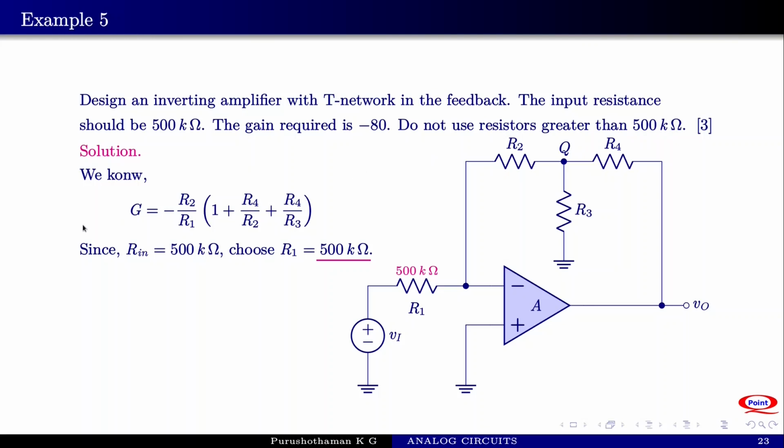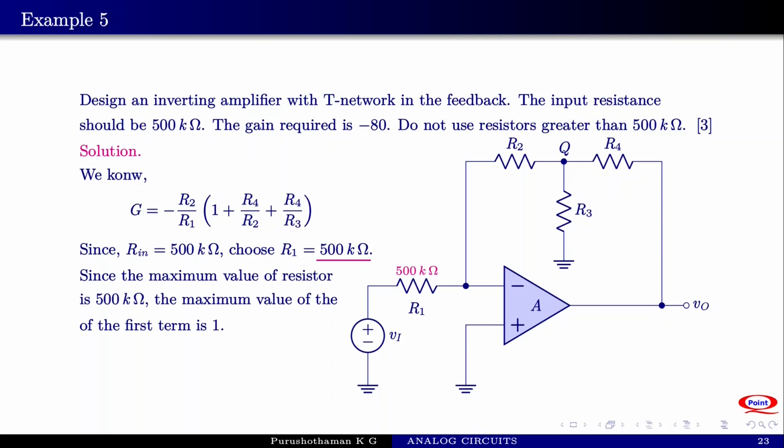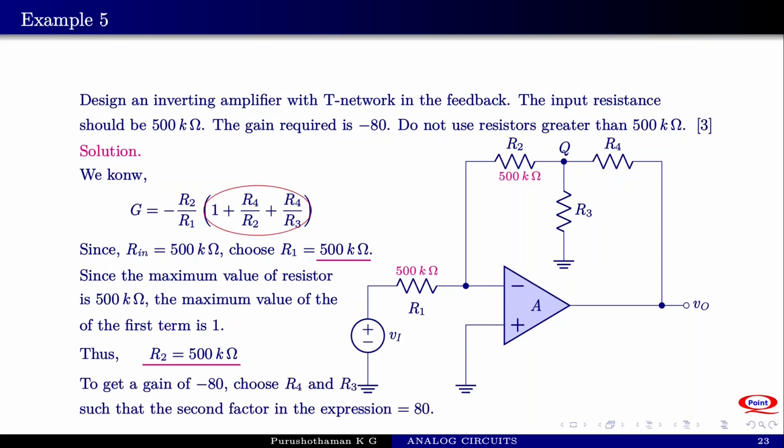So make R2 also equal to 500 kilo ohms, which will make the first term R2 by R1 equal to 1. So we have R2 also equal to 500 kilo ohms. It cannot be less than that, and it cannot be greater than that also because of the restriction given in the question. So our conclusion is the second term, 1 plus R4 by R2 plus R4 by R3, must be equal to 80.